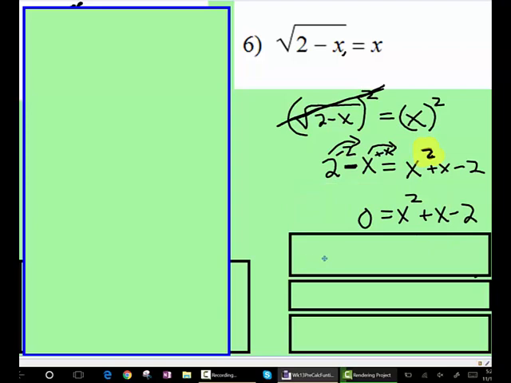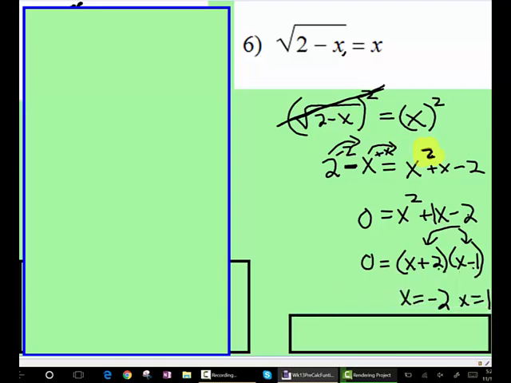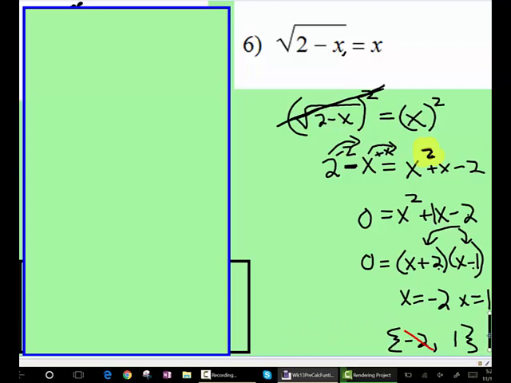Boom. And then we're going to have a quadratic. And once we have a quadratic, that quadratic is going to factor. Factors of negative 2 that add up to positive 1: so positive 2, negative 1. These two numbers multiply to be negative 2, but they add to be positive 1. And then, boom, x is equal to the opposite of 2, which is negative 2, and the opposite of negative 1, which is 1.